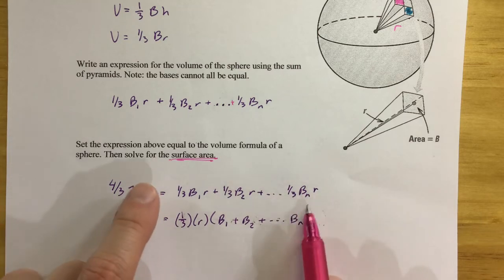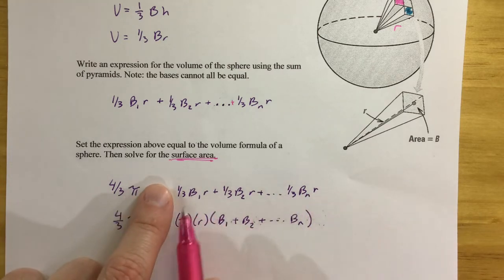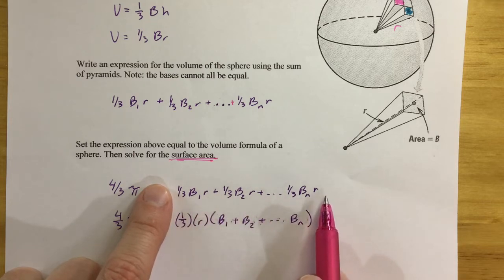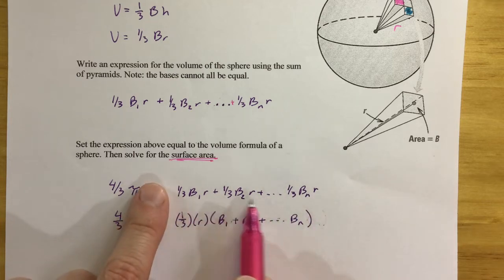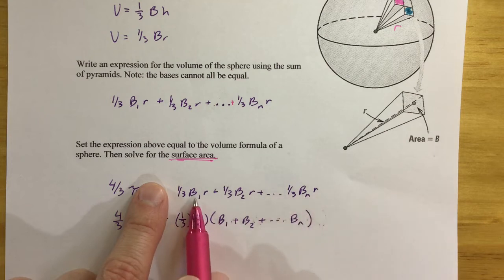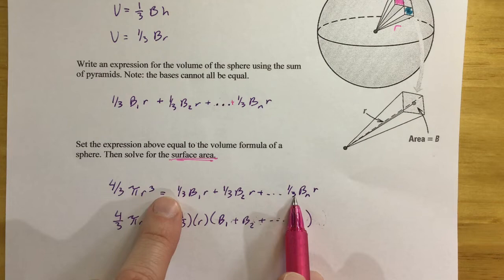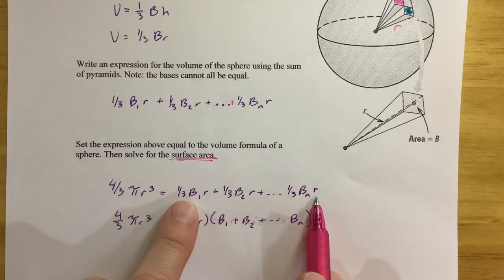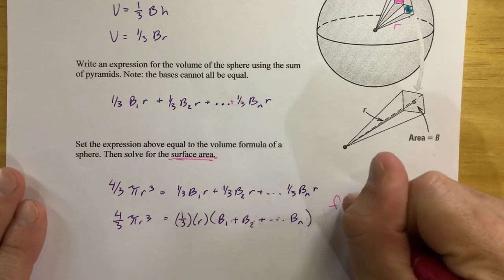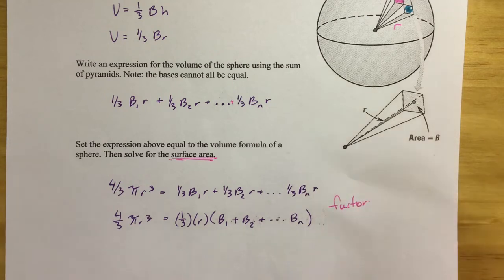Okay, so I'm going to look over here and remember that we have a bunch of repetition. There's a lot of things that are just the same. The only thing that's different in every one of these terms is going to be the capital B's. Their base sizes are different, but they all have a 1/3. They also all have an R. So I'm going to factor out the 1/3 and the R. So I'm going to show that here.